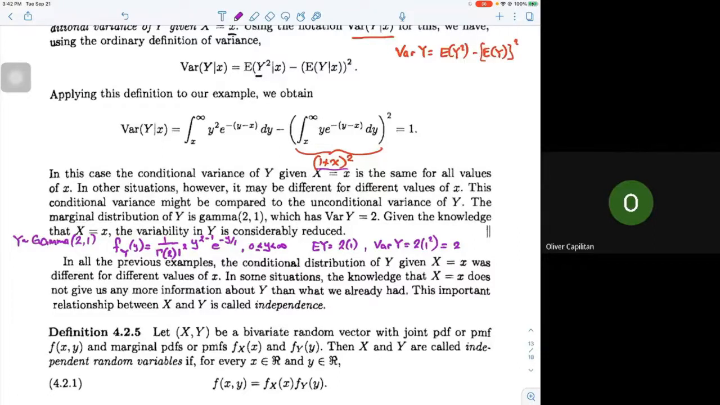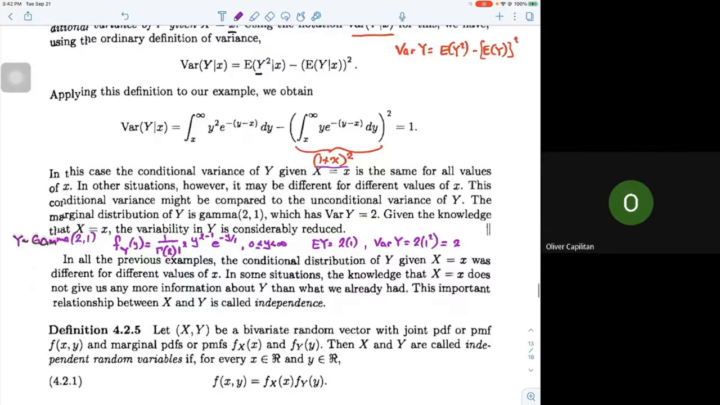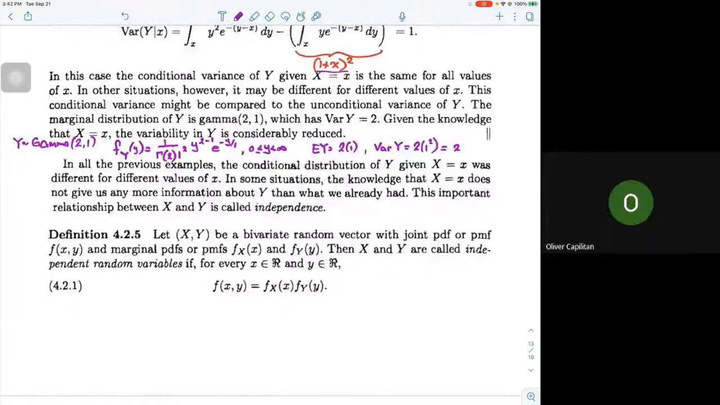Okay? So now given the knowledge that x is equal to x, the variability of y is considerably reduced because in the conditional variance of y given our x, the variance is equal to 1. Okay. By the way, in the previous examples that we have, the conditional distribution of y given x was different for different values of x.